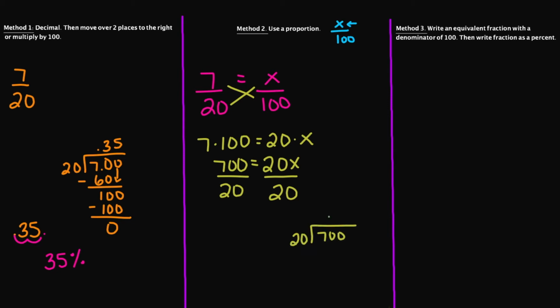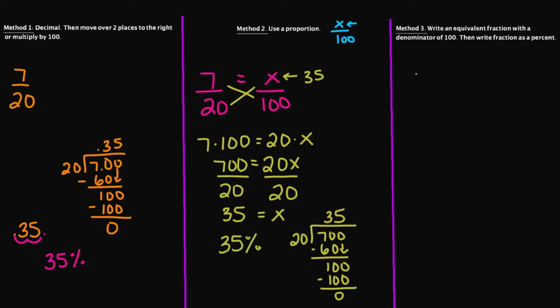20 goes into 70 3 times. 20 times 3 is 60. 70 minus 60 is 10. Bring down my 0. 20 goes into 100 5 times. 20 times 5 is 100. 100 minus 100 is 0. 700 divided by 20 is going to equal 35. So 35 equals x, which is going to be 35%.